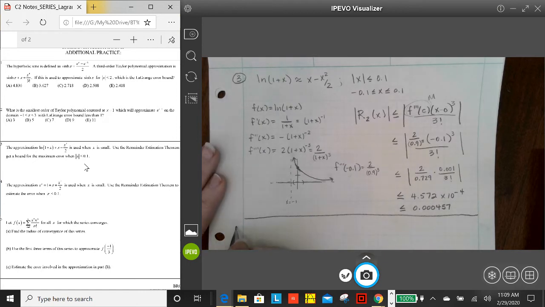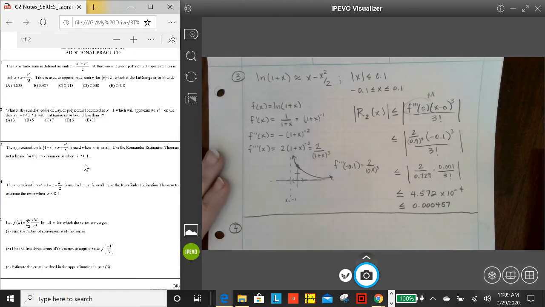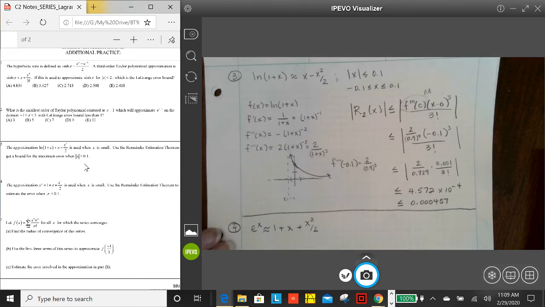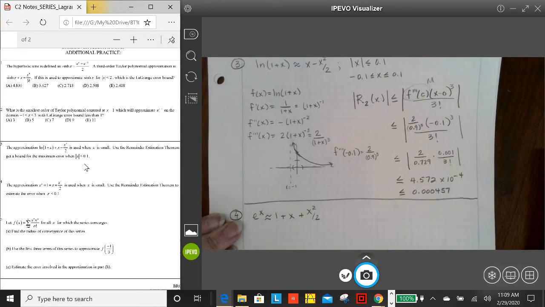All right, let's do number 4. The approximation of e to the x we're going to use here in this problem is 1 plus x squared over 2. And we're going to use that approximation when x is small. Use the remainder theorem to estimate the error when we are in the realm of absolute value of x less than or equal to 0.1 again, which means our error is going to lie between 0.1 and negative 0.1.